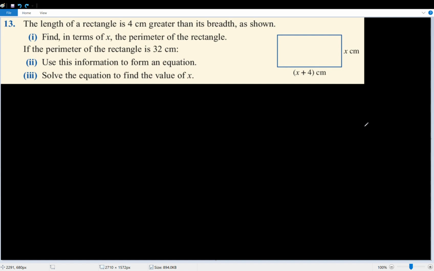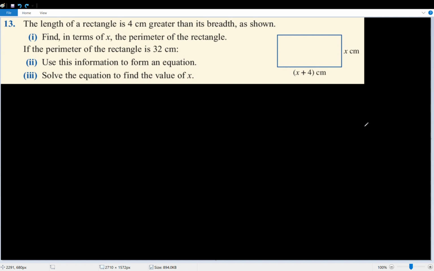For part 1, we've got to define, in terms of x, the perimeter of the rectangle. Now, I don't think we've come across the term perimeter in relation to shapes before, but the perimeter of a shape is the length of the line around the outside of the shape. So in this case, it's going to be what we would get if we added the length of the 4 sides of this rectangle together.